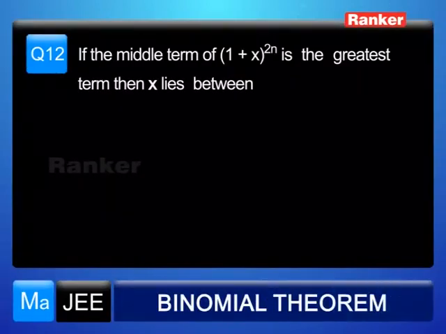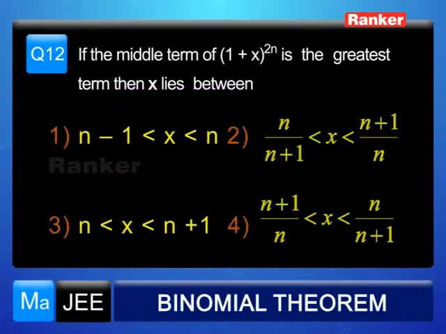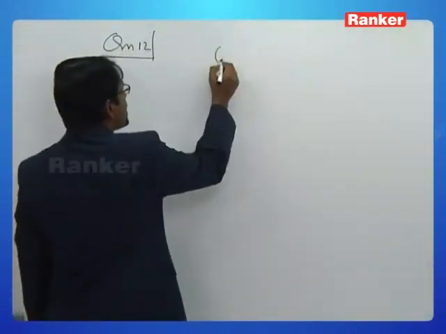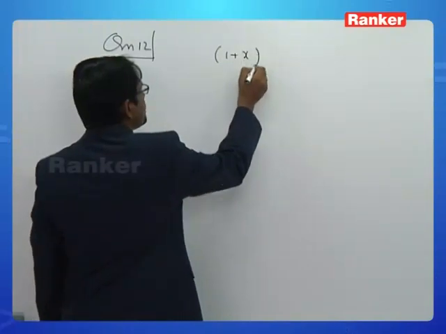If the middle term of the expansion (1+x) raised to the power 2n is the greatest term, then x lies between which intervals? The options are: n-1 to n, n/(n+1) to (n+1)/n, n to n+1, (n+1)/n to n/(n+1). So, let us have a look at this. Now, (1+x) raised to the power 2n.